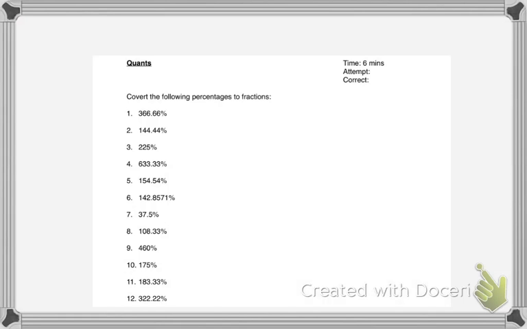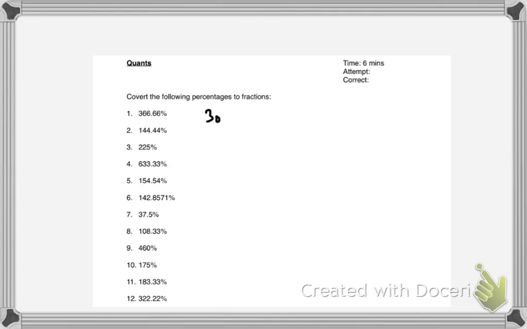Now in quants you were given 12 questions of one type and 12 questions of another type. So you have to solve these 24 questions in 6 minutes, and again they are easy questions if you have a good knowledge about your percentage chart. So let's have some sample questions.